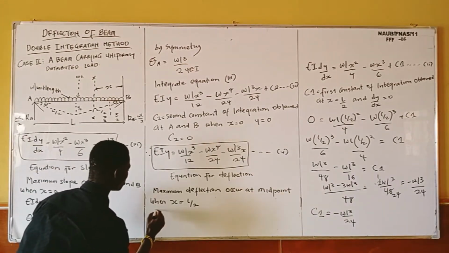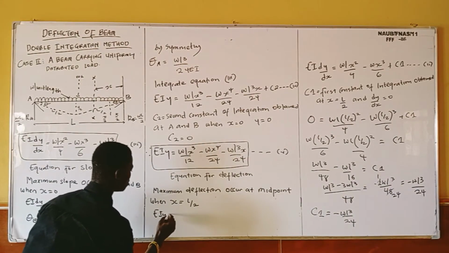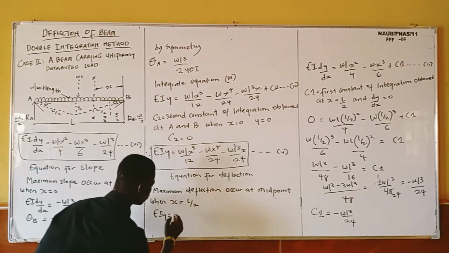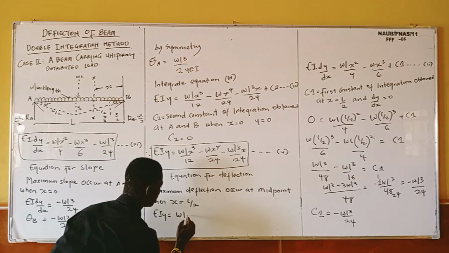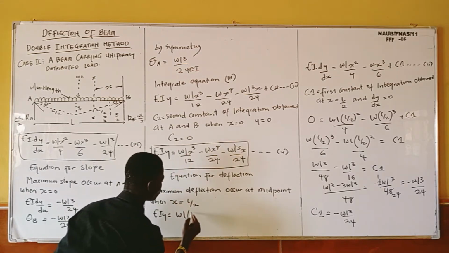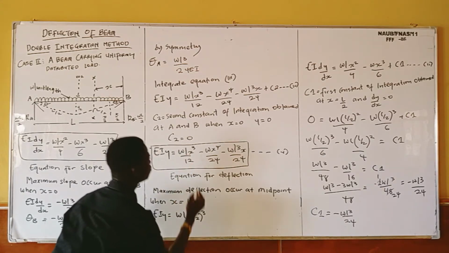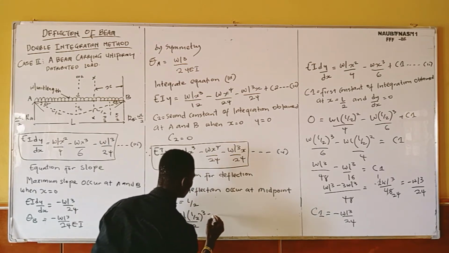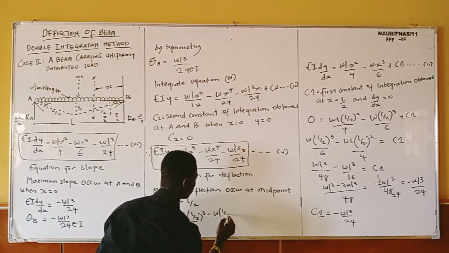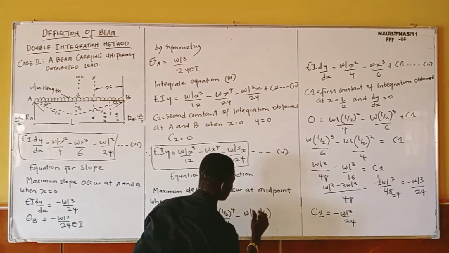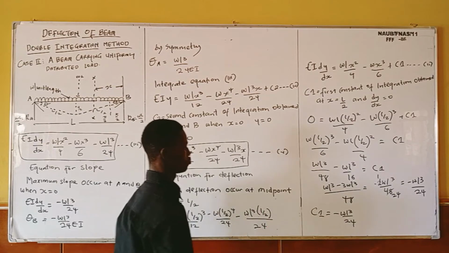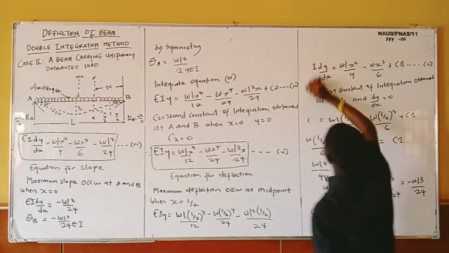I hope you are following. So we are going to have EIy equals, here we have x, which is L over 2. We are going to have WL times (L over 2) cubed over 12, minus W times (L over 2) to the power of 4 over 24.